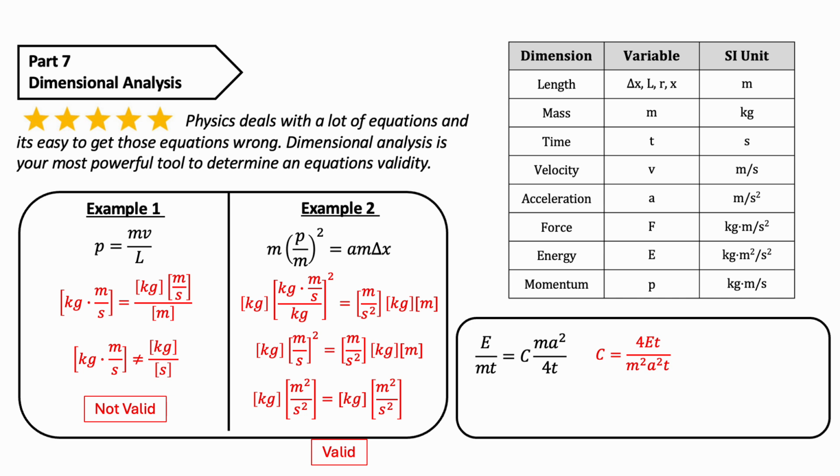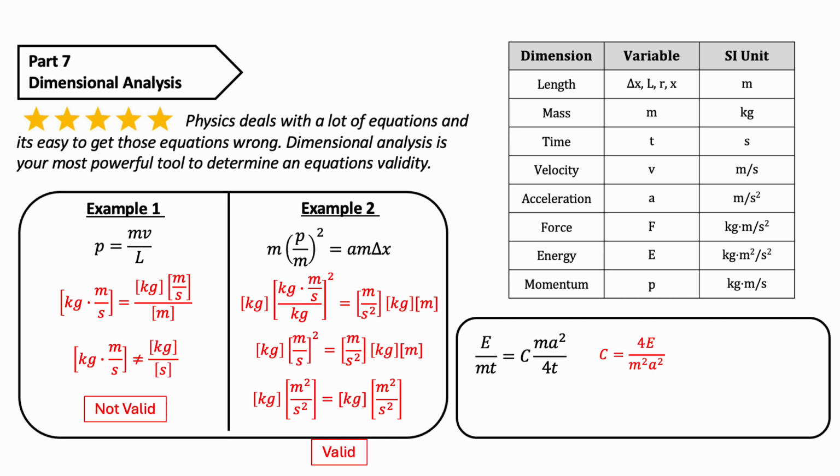And can we simplify this at all? If we can, simplify it. If you notice, we have a t in the numerator and a t in the denominator. So let's just get rid of those t's. They cancel out, leaving us with our final equation solved for C, 4e over m squared a squared.